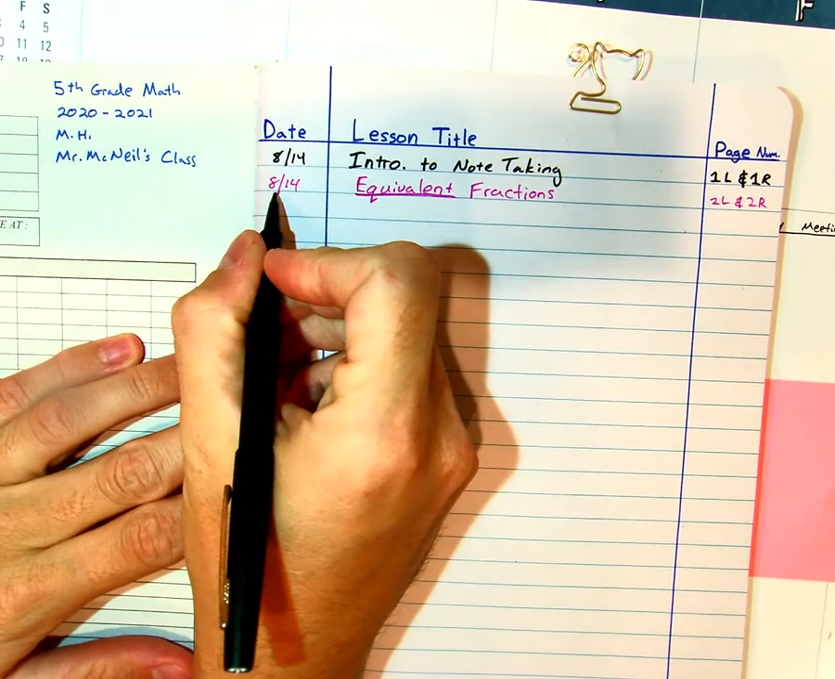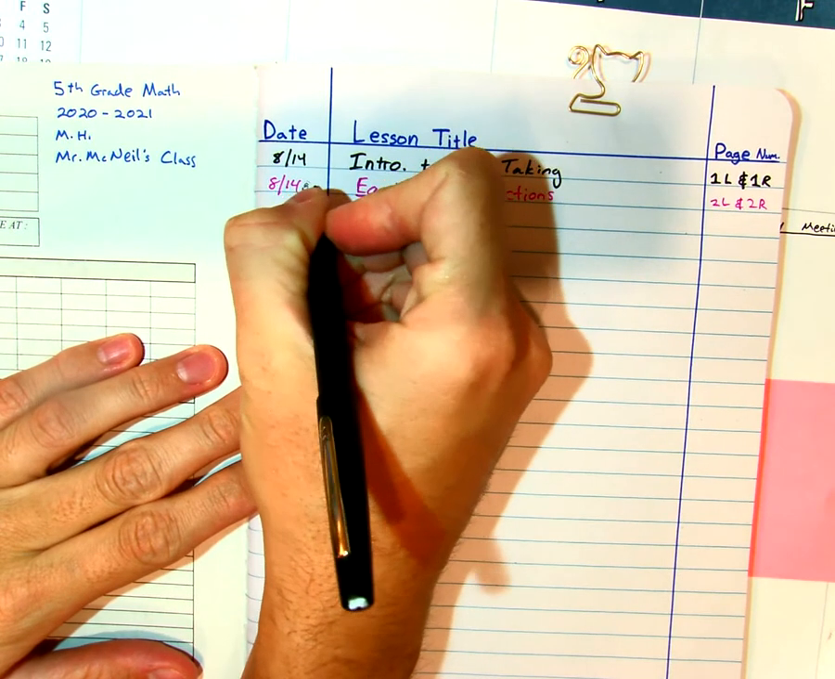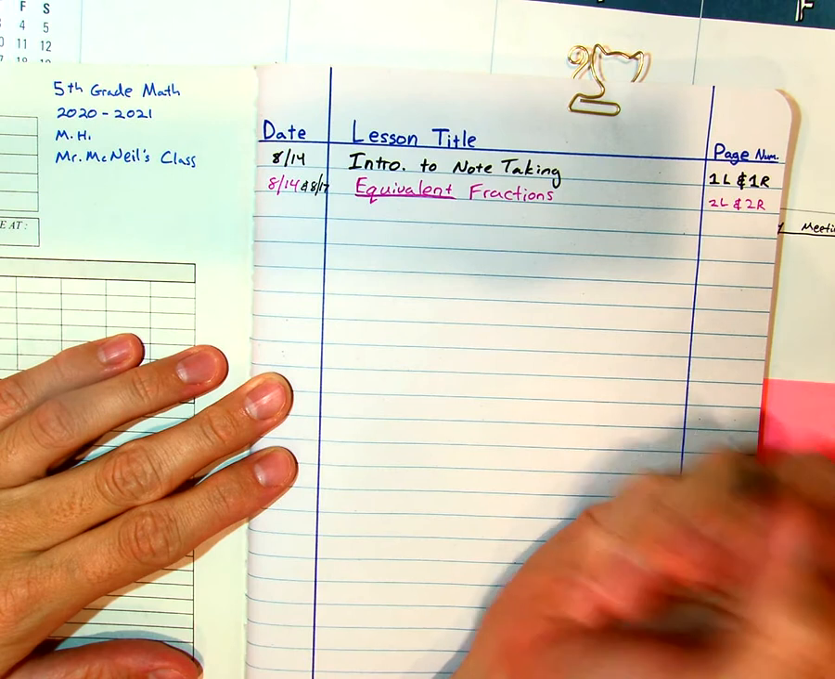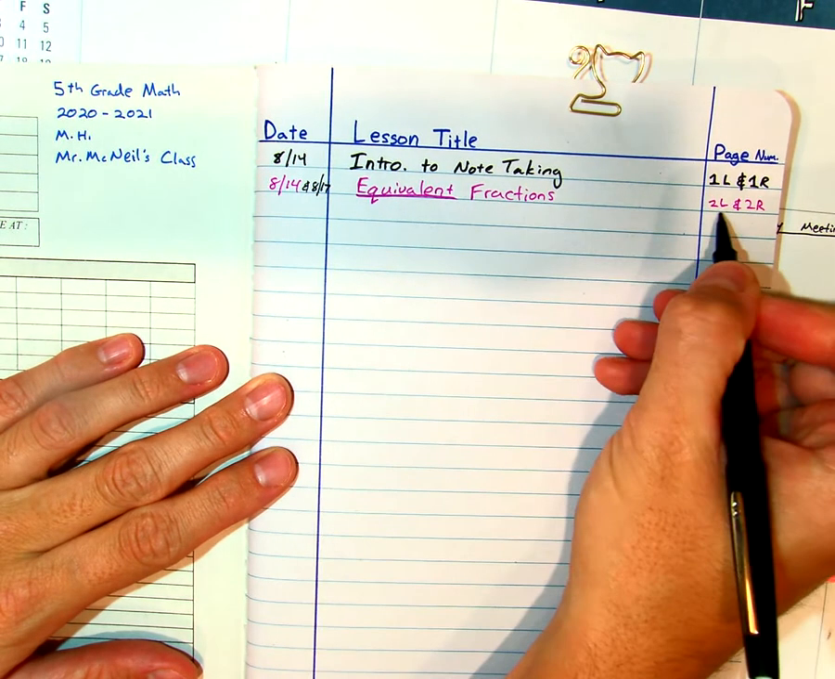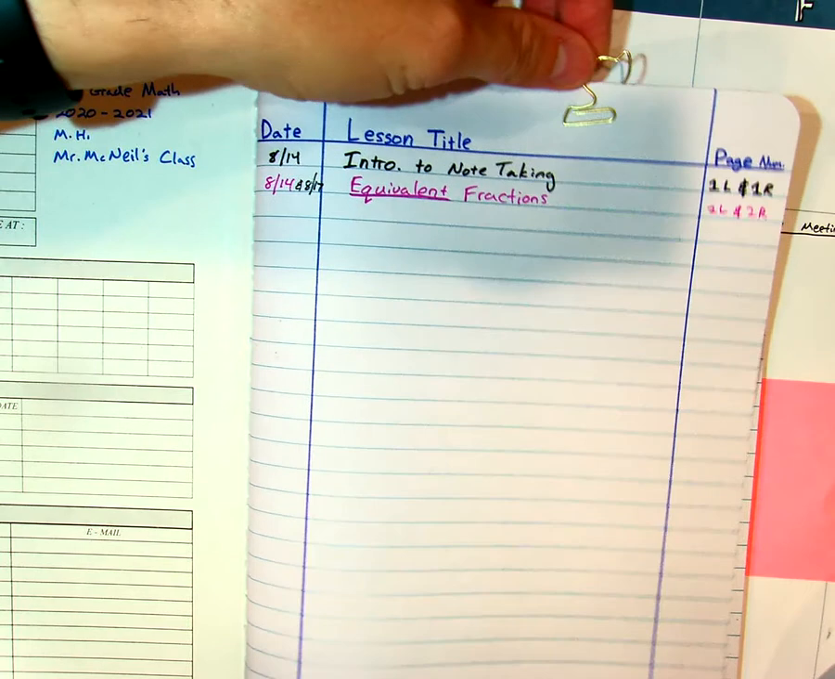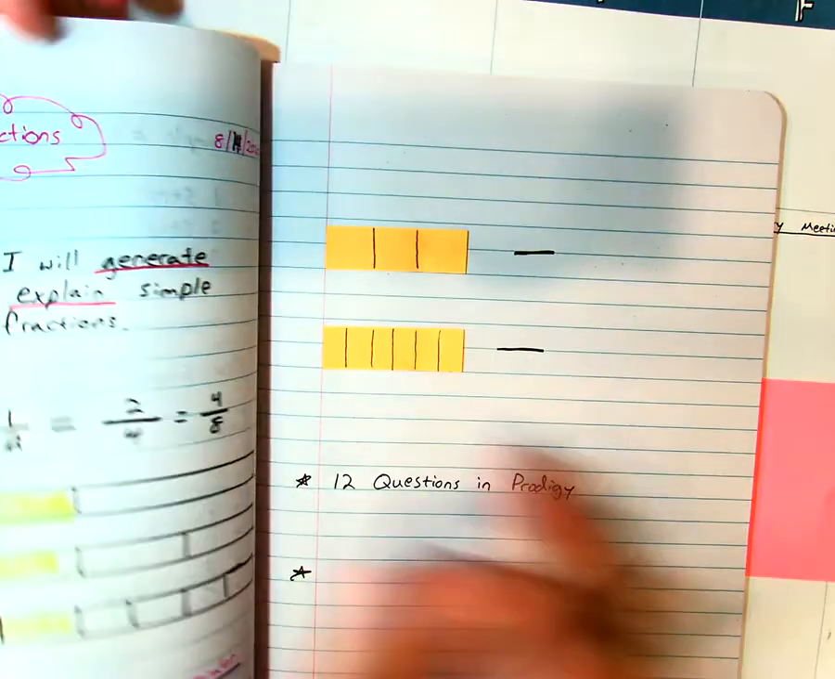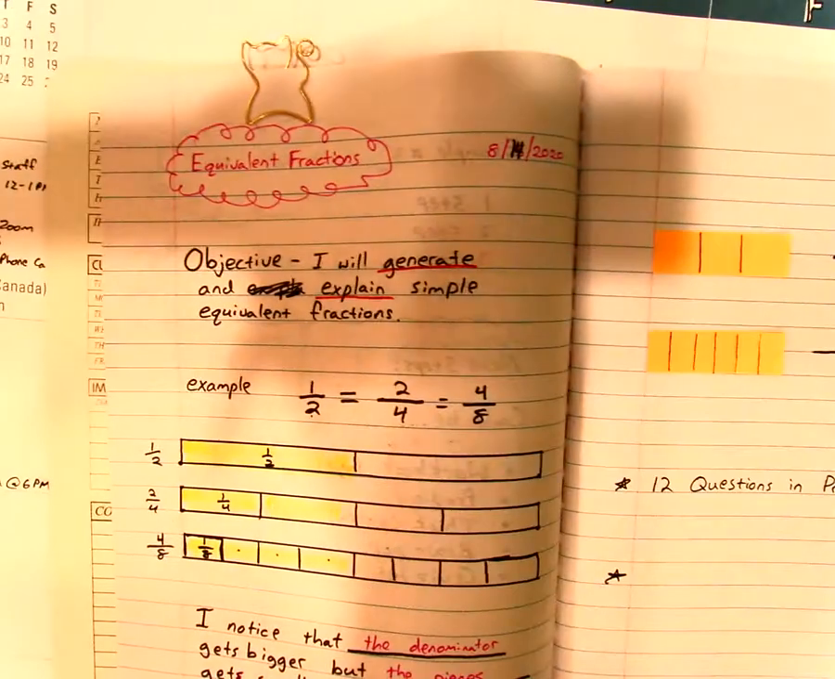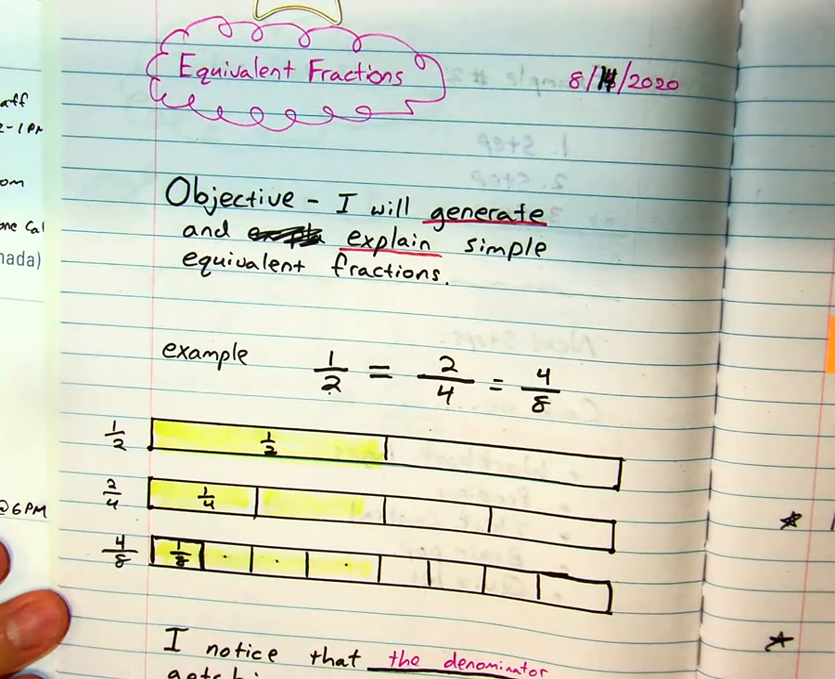Initially, we had started this as 8:14, so I'm going to add an 8:17 in my date. So equivalent fractions, 2L, 2R. I have my little holder here. So I'm going to bring us right back to where we were and do a quick recap for those of you that might have missed it for whatever reason.